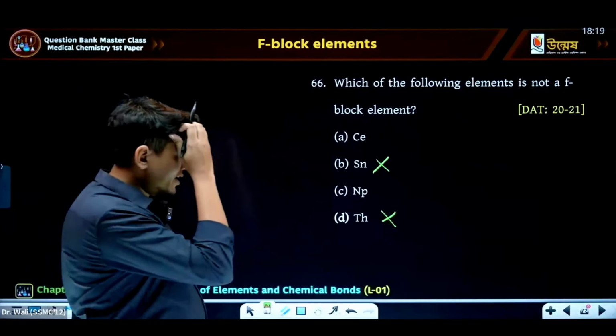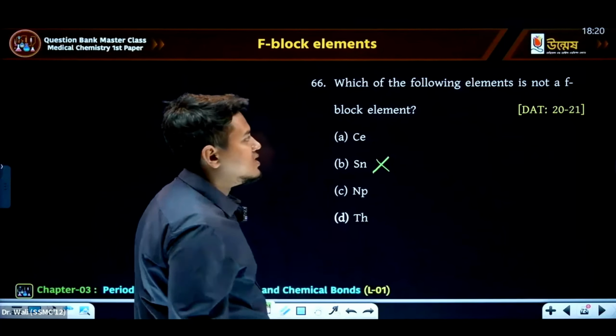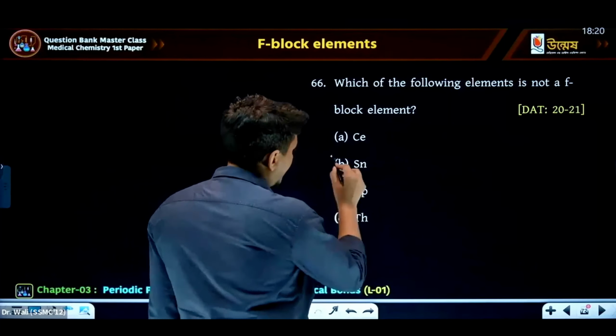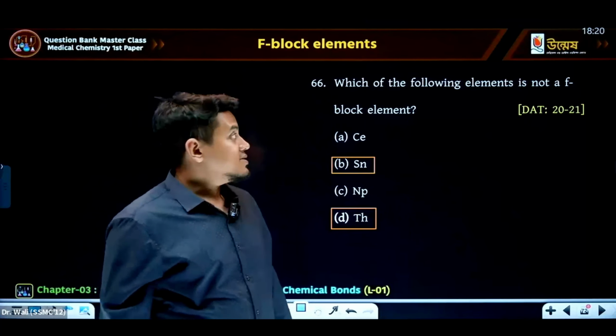Now, here the question is which of the following elements is not an F block element. So the answer will be D and the answer will be B. B and D, both of them are correct. Stannum and thorium, these are not F block elements.